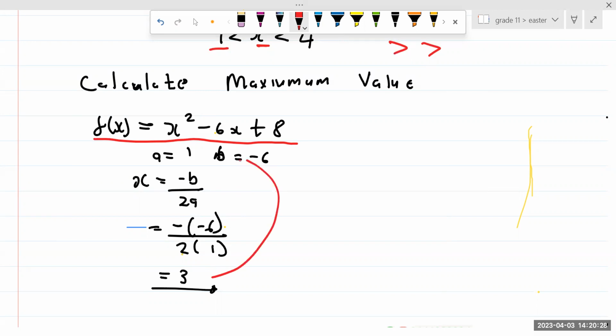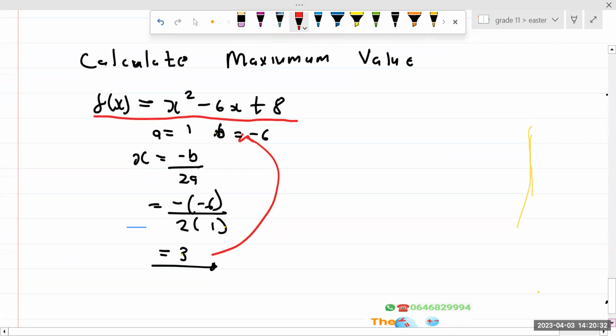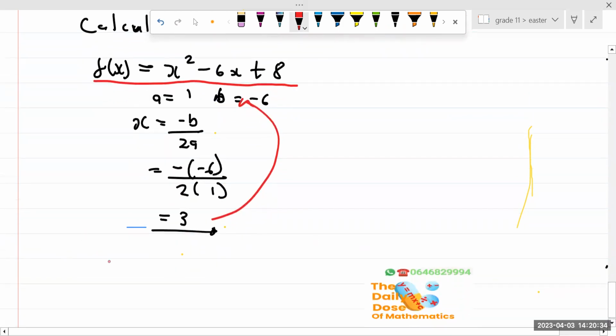So we take this 3 and substitute it. If we take the 3 and substitute it there, what do we get? Give me the answer. I'm interested in the answer. y is equal to -1. So our value is going to be -1.